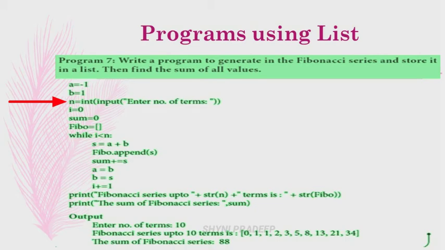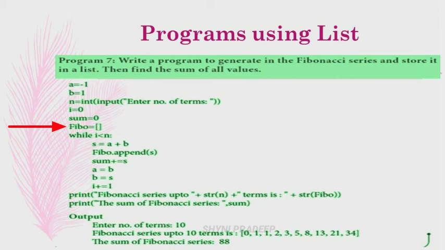Here you have to enter the number of terms, which means if you want to generate the Fibonacci series for 20 digits, you have to enter the number of terms 20. But if you want to generate the Fibonacci series for 10 digits, here you have to enter 10. In this program we are going to generate the Fibonacci series for 10 digits. So enter the number of terms is equal to 10, and next i is equal to 0, sum is equal to 0. Next, fibo is a list, that is an empty list.